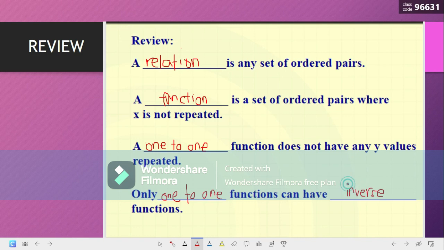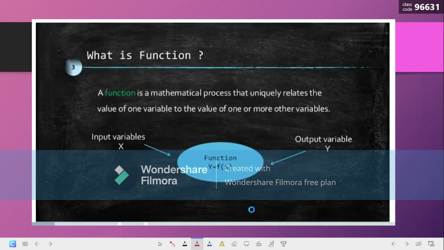So again, for our review, fill in the blank. A blank is any set of ordered pairs. The answer is relation. Next, a blank is a set of ordered pairs where x is not repeated. The answer is function. A blank function does not have any y values repeated. The answer is 1 to 1. Only blank functions can have blank functions. The answer is only 1 to 1 functions can have inverse functions. So you will be guided with these concepts as we continue with our discussion.